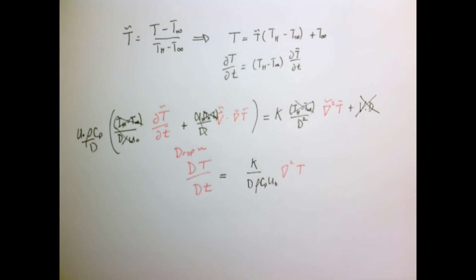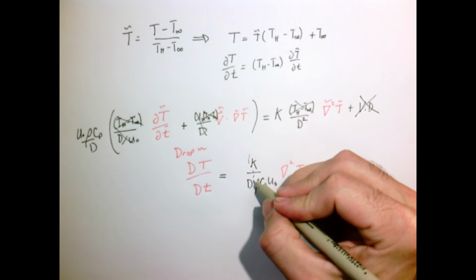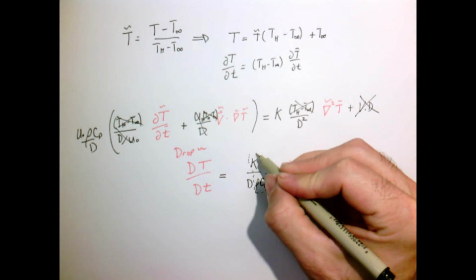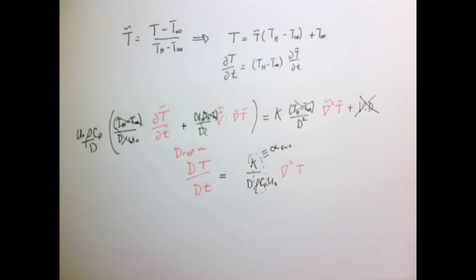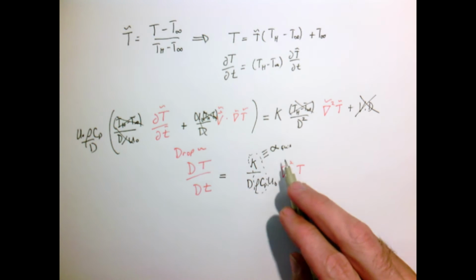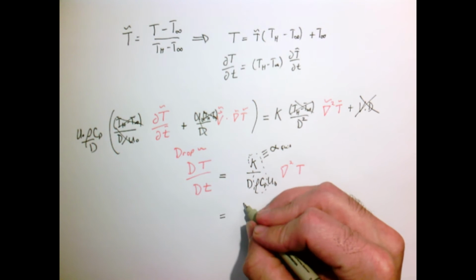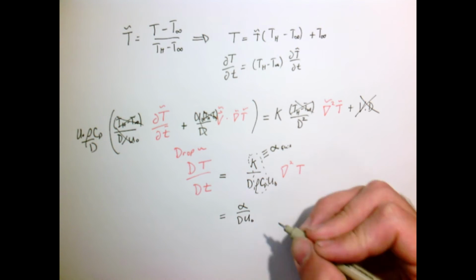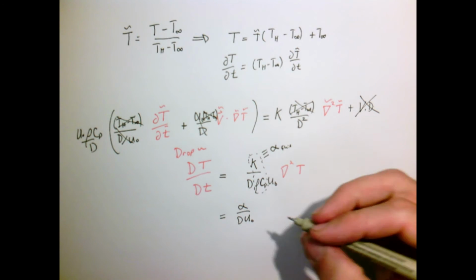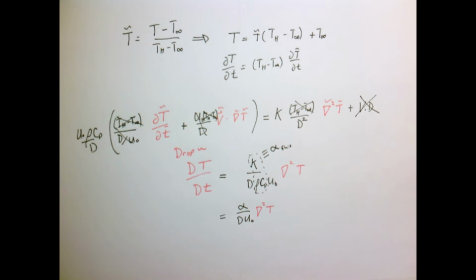And so now we can rearrange this a little bit. If I look at this parameter here, K over rho Cp, we know is equal to the thermal diffusivity of the fluid, right? If we remember from conduction, K over rho Cp was the diffusivity, which has units of length squared over time. So I can rewrite this as alpha over d u naught times the second derivative of the temperature.